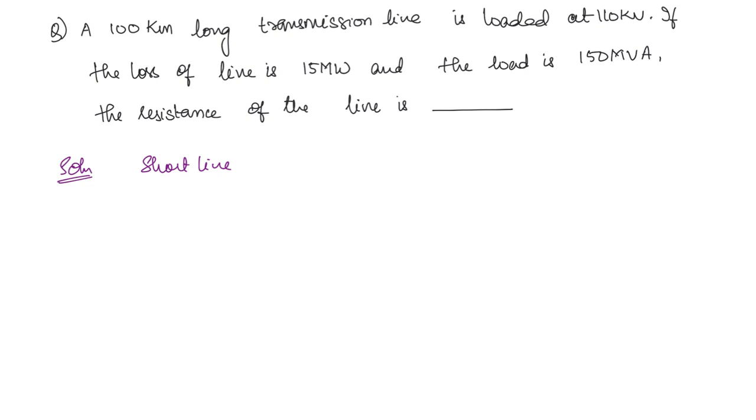Okay. So whenever they say loaded, it means the voltage at the point where we connect the load. So that is the receiving end voltage, right? The receiving end voltage is given as 110 kilovolt, and like I told before, unless mentioned, it is going to be a line voltage. Here, since they have not mentioned, we are going to consider it as line voltage. What else is given? The line loss is given as 15 megawatt, and the load is 150 megavolt ampere.